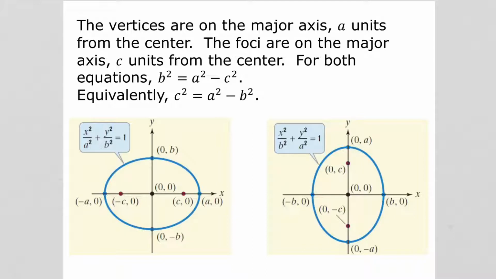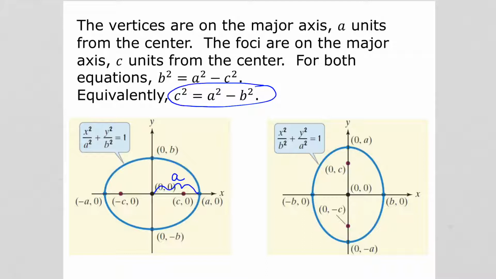How do we find the foci? So to find the foci for an ellipse, we use this equation. So let's point out some things here. A, in this first picture, is this distance. It's the distance between the center and the major axis vertex.